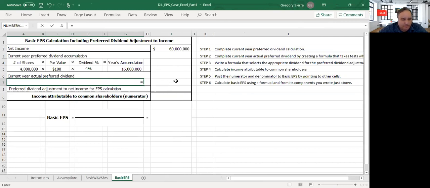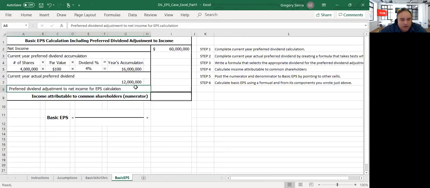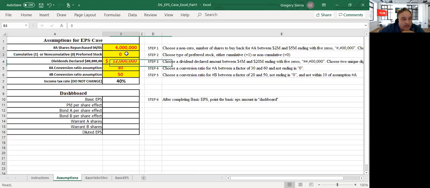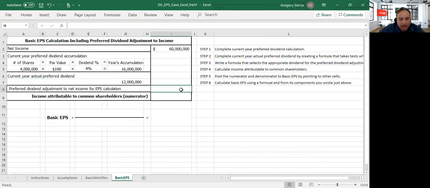Current year actual preferred dividend. So it's going to be the minimum of this or the amount declared, 12 million. So they only declared 12. They were entitled to 16, so the entire amount went to the preferred stockholders, all right? Now we have to look at our assumption. It's non-cumulative. So if it's non-cumulative, then it's the actual amount that we got. If it were cumulative, we don't care about the declaration. But for this Excel worksheet, you can have both of them here.